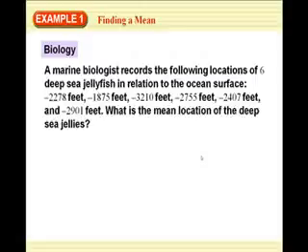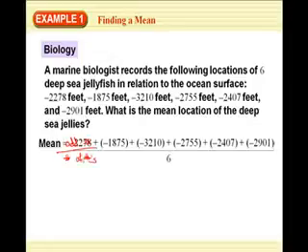Biology. A marine biologist records the following locations of 6 deep-sea jellyfish in relation to the ocean surface. Negative, and so on. What is the mean location of the deep-sea jellies? Mean means you add up all the numbers and you divide by the number of numbers. So let's see what happens.